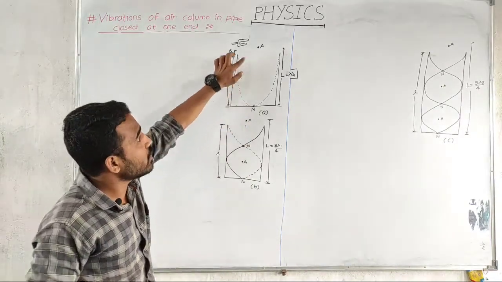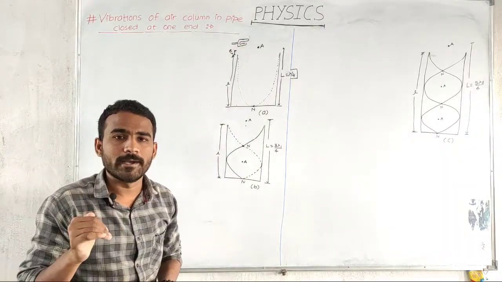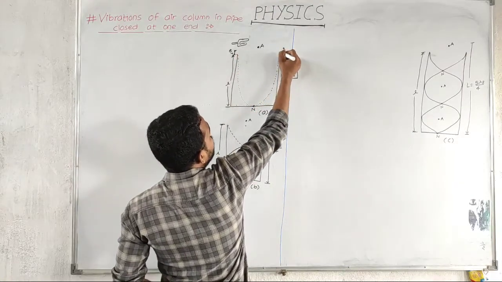And at the open end, the antinode forms slightly beyond the open end, not exactly at the open end. This is the open end.